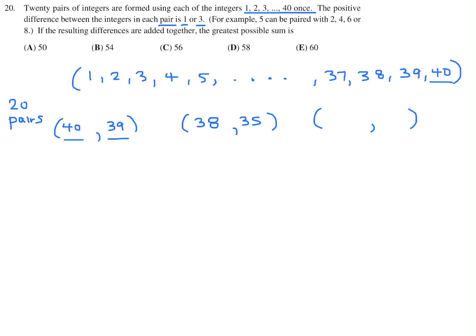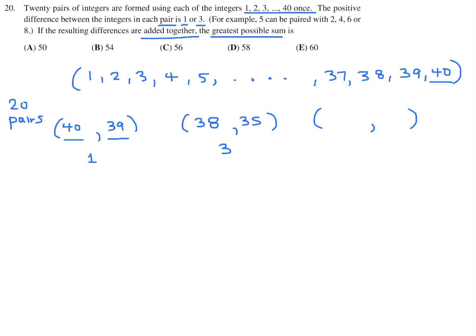And what they want you to figure out first is for each pair, what is the difference? So for example, in this one, the difference was 1. Here the difference is 3, and so on. And then you're going to take all those differences and add them up. All the resulting differences are added together, and they want you to find the greatest possible sum. All right, so that's the essential explanation to the question.